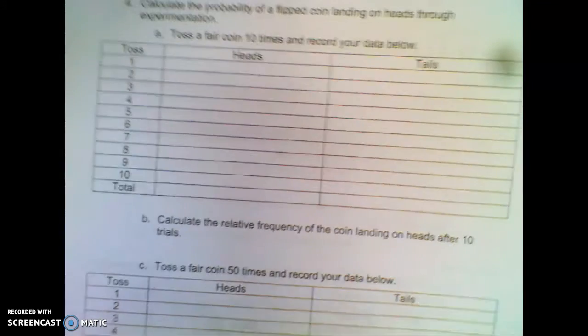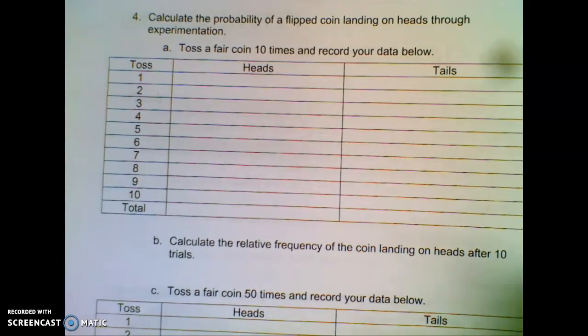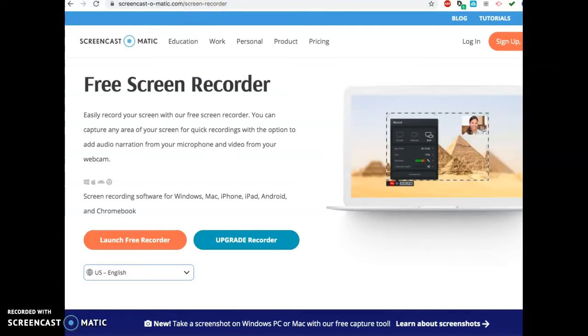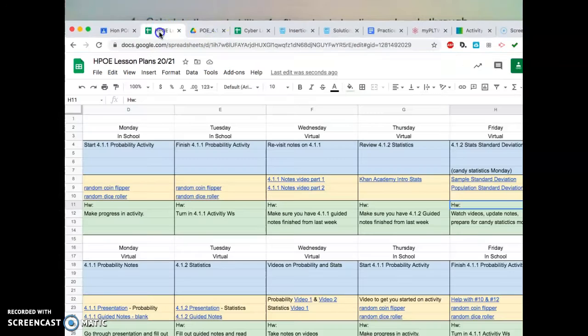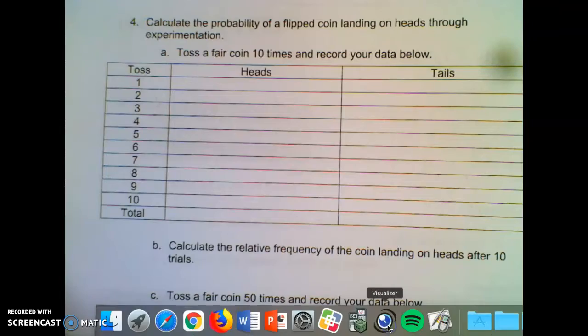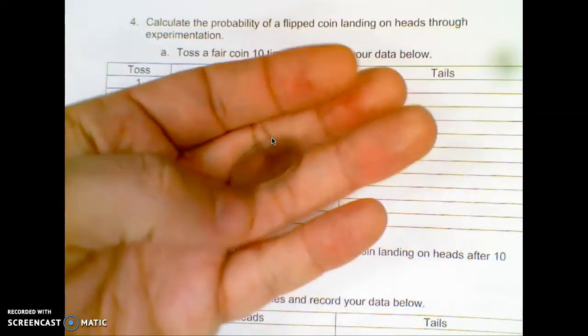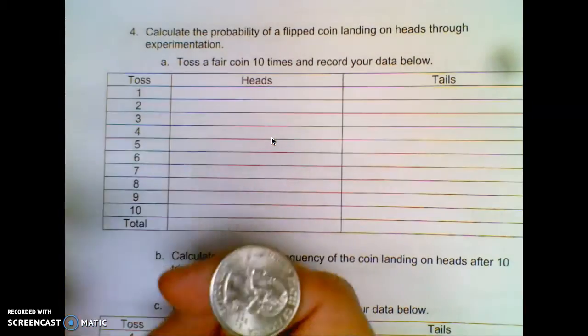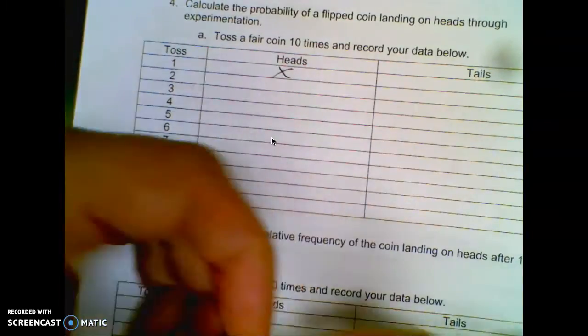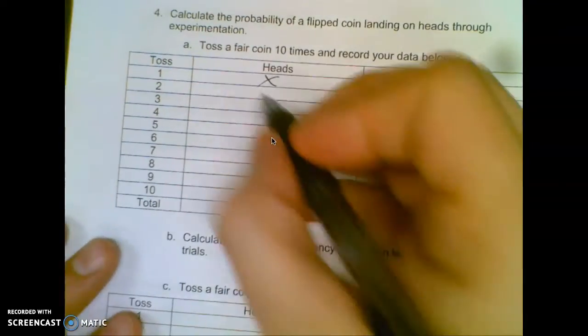All right, now we get to this part. This is where you actually have an experiment. So you have 2 choices here. You can either go to the web page and use the random coin flipper, that's a website that flips coins for you, or you can actually flip a coin. I got some up at my desk if you want to go get it. And I'm going to flip it 10 times and see how many heads and how many tails I get. So pretend I did this.